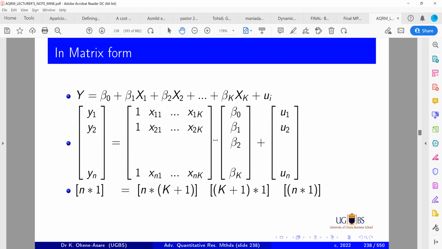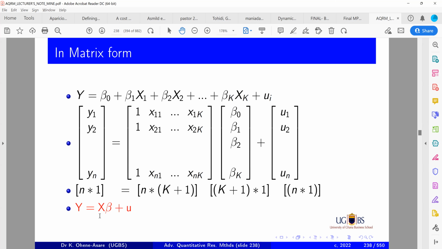Okay. And of course, whenever you are talking about a matrix, you need to know whether it is a row matrix, a column matrix, and all of that. And so for the regression, because it is a dependent variable, it's an n by 1 matrix. The independent variables are an n by k+1 matrix. The beta parameters are a k+1 by 1 matrix, and then the error term is an n by 1 matrix, just like the dependent variable.